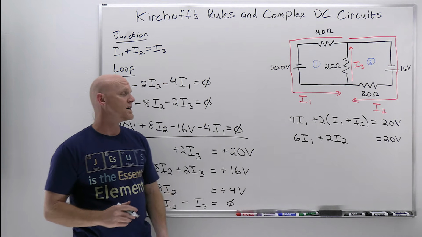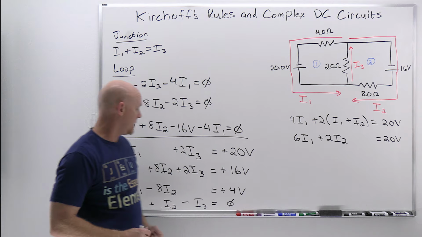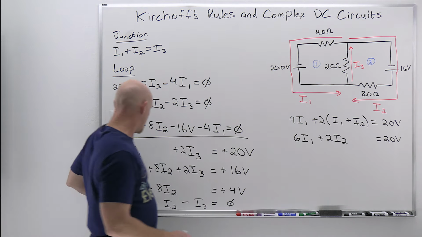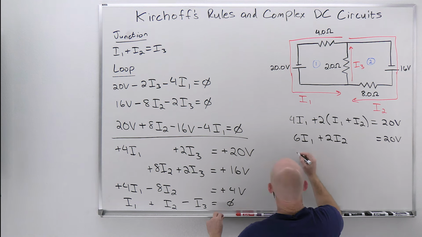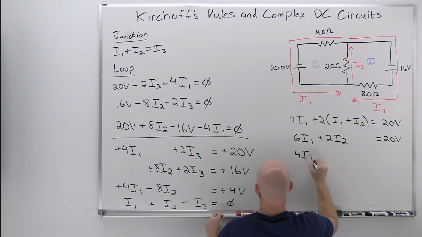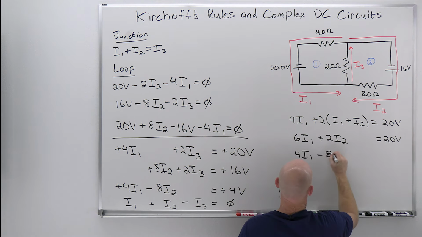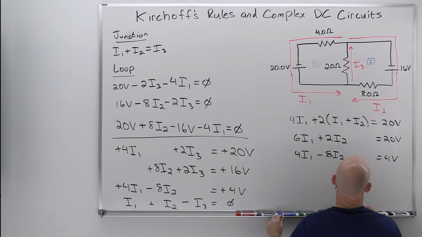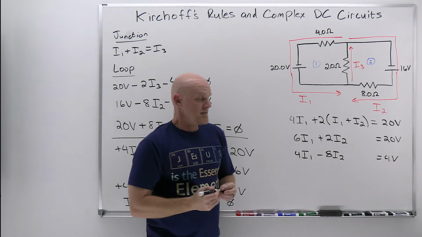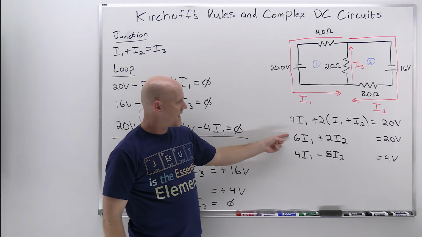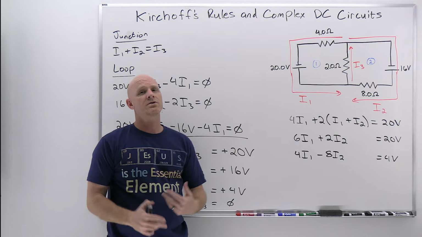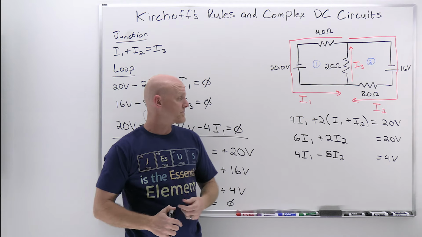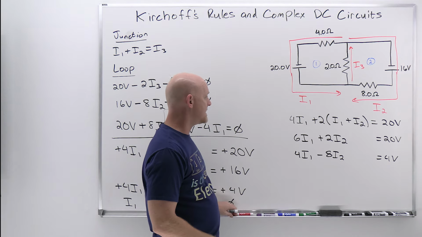Okay, so now we've got a new equation that only has I1 and I2 in it. We had another equation back over here that only had I1 and I2 in it. I'm going to rewrite it. And so here we had 4I1 minus 8I2 equal to 4 volts. And this is a little easier to handle now because we've got the same 2 variables and 2 equations. We could do another set of substitutions if we solve one of these for I1 or I2. Or we could do my preference, which is some sort of linear combination here.